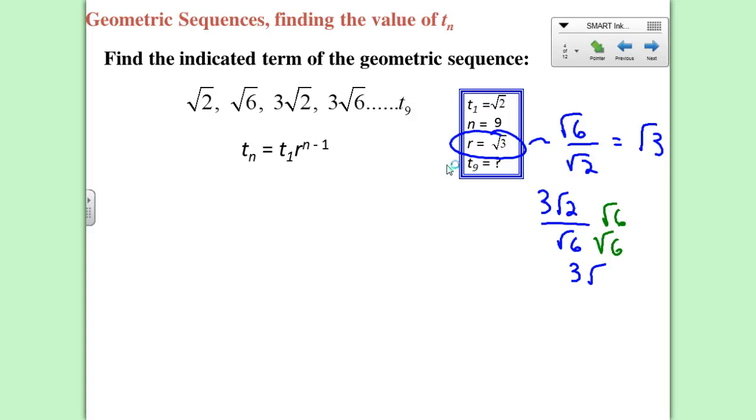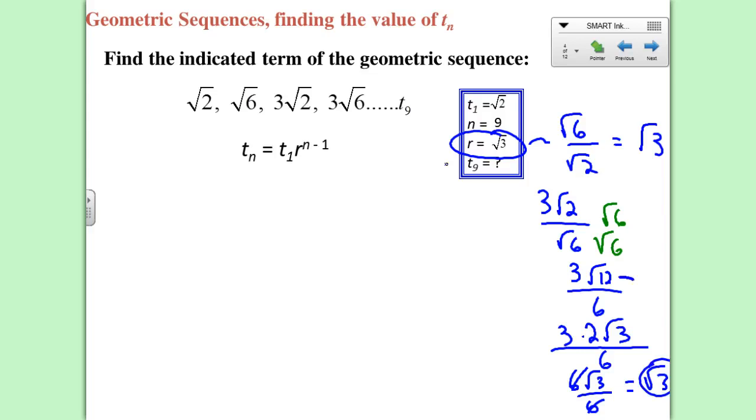3 root 12 divided by 6. And when you reduce this, we can see that we've got 3 times 2 root 3 all over 6. And now 3 times 2 is 6 root 3 all over 6, and the 6s cancel out, and we end up with just root 3. So I know that seemed pretty complicated, and don't forget simplifying entire radicals to mixed form.